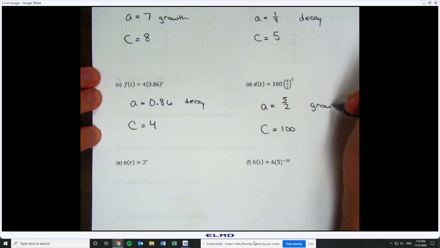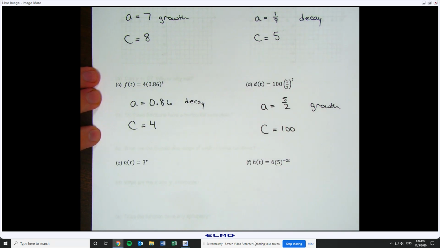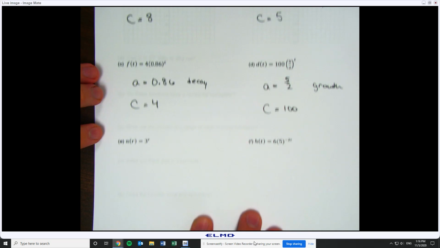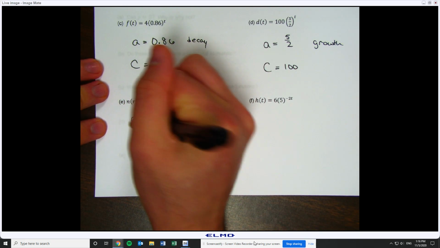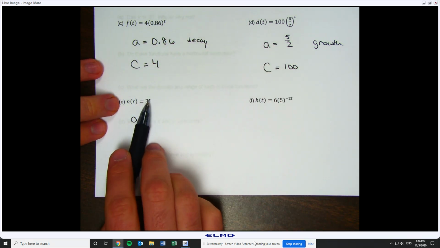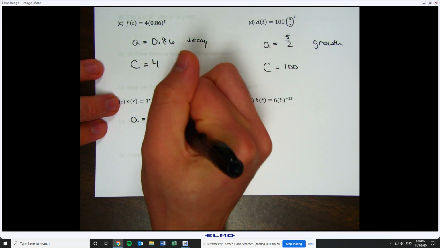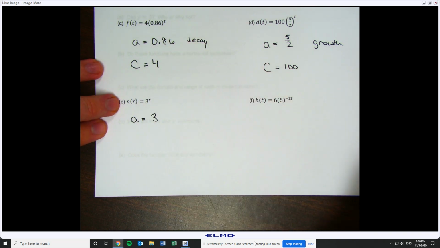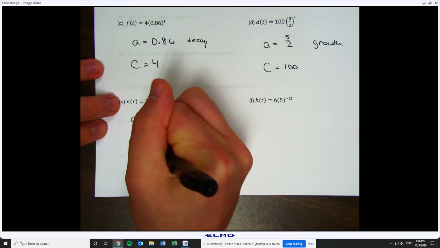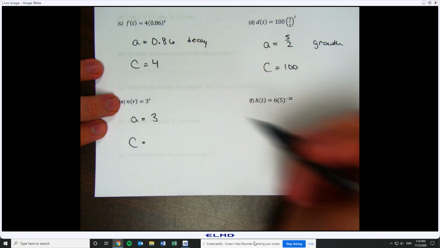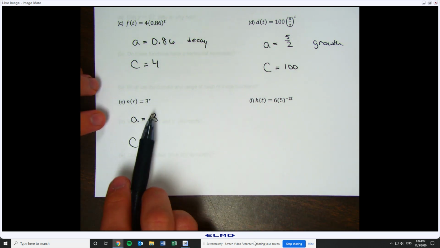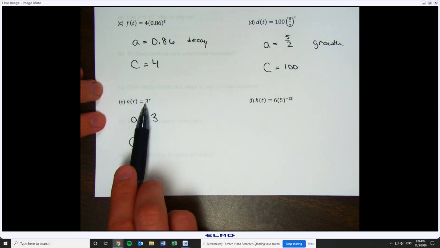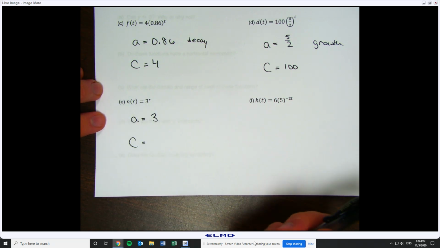Got it. Now the next two will require you to think just for a second. So starting with our base a, well, the a is the one that has the variable. So that means a is 3. Now as far as the initial value goes, there's no number in front. This is where it pays to know the definition of initial value. The initial value is what we get whenever we plug in 0 right here. So 3 to the 0 is equal to 1.